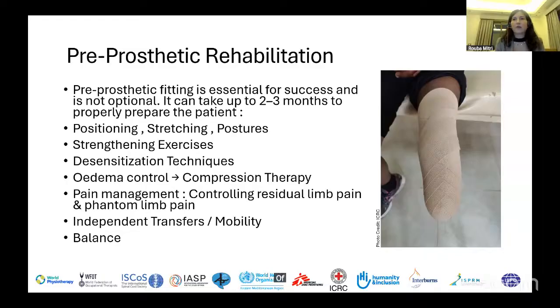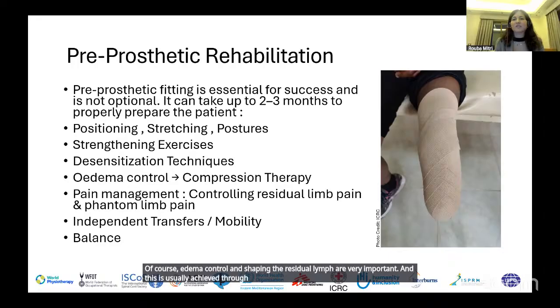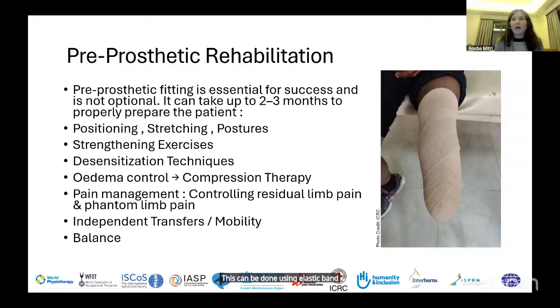Of course, edema control and shaping the residual limb are very important. And this is usually achieved through compression therapy. This can be done using elastic bandaging applied in a figure of 8 as shown in the picture.